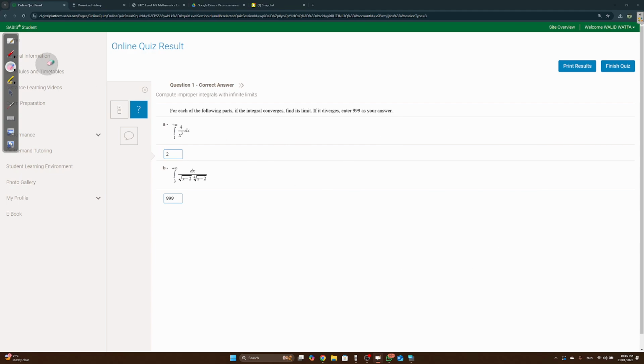Okay, for the second part, you need to simplify a bit before integrating, right? So it's going to be the integral from 3 until positive infinity, dx over square root of x minus 2 times fourth root of x minus 2. Okay, I'm going to change these into powers. Since the same thing is under both radicals, you can simplify it. So it's going to be x minus 2 to the power of half, times x minus 2 to the power of 1 over 4.